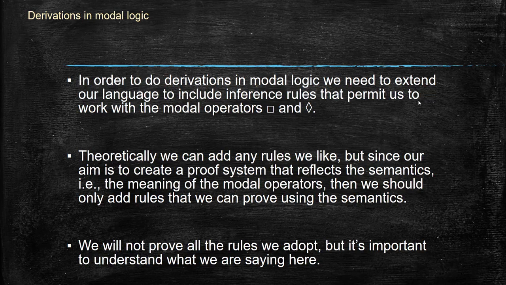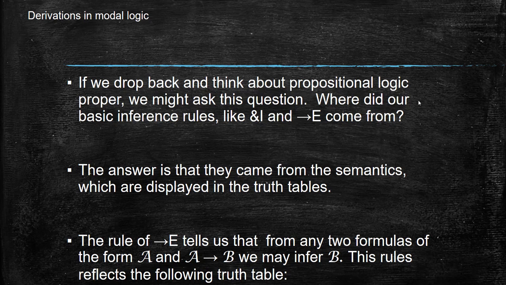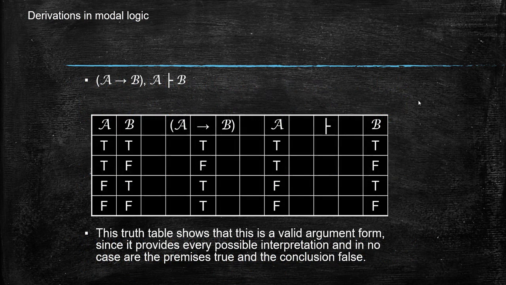If we drop back to the beginning, think about propositional logic proper, we might ask this question: where did our basic inference rules like conjunction introduction and conditional elimination come from? The answer is that they came from the semantics, which are displayed in the truth tables. The rule of conditional elimination tells us that from any two formulas of the form A, and if A then B, we may infer B. And this rule reflects the following truth table.